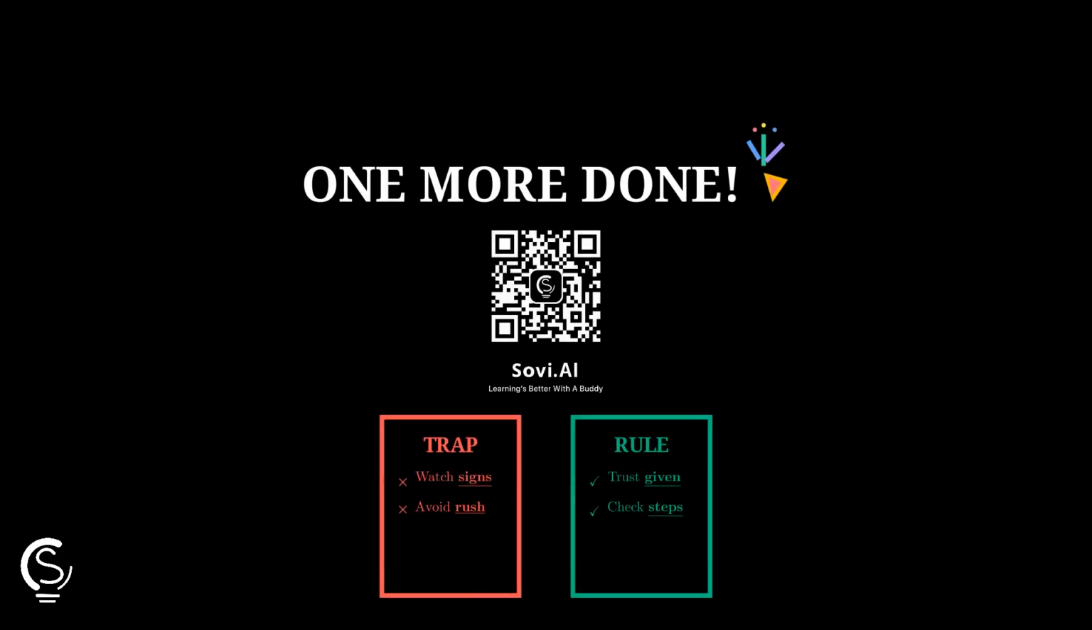Trap: rushing past wording. Rule: trust what is given and check each step before locking the answer.